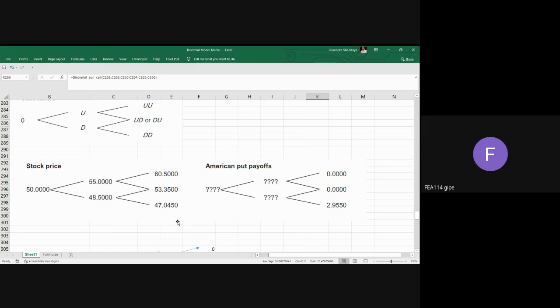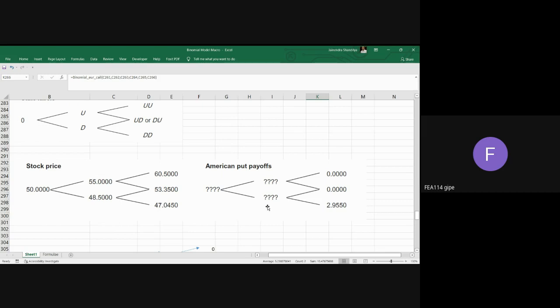Now, as you can see, the only value here is 2.9550. Why? Because the final price is less than exercise price, and a put option becomes favorable only if the final price is less than the exercise price. So 47 being less than 50, that's why this has value, and this value is 0.